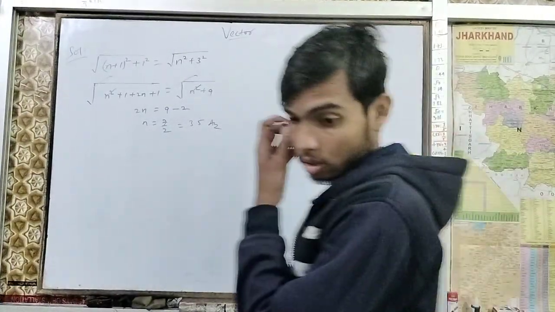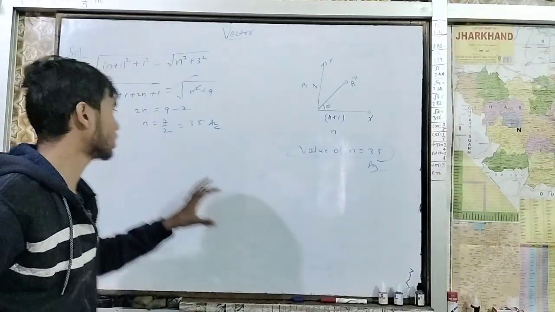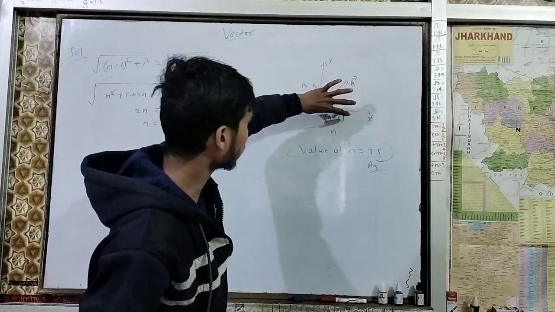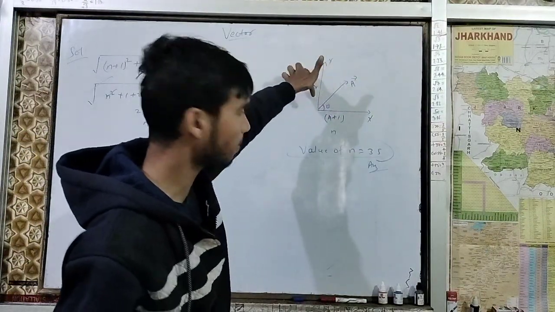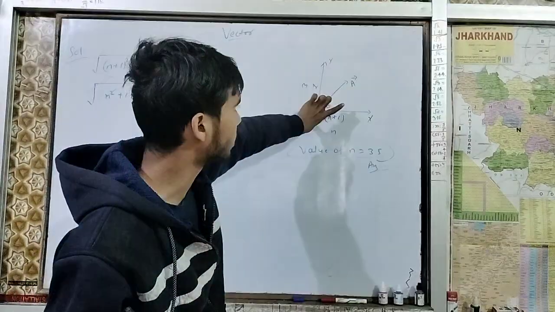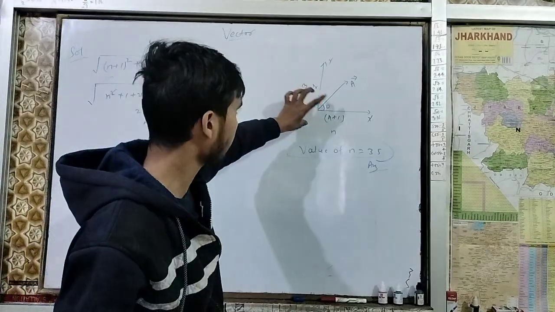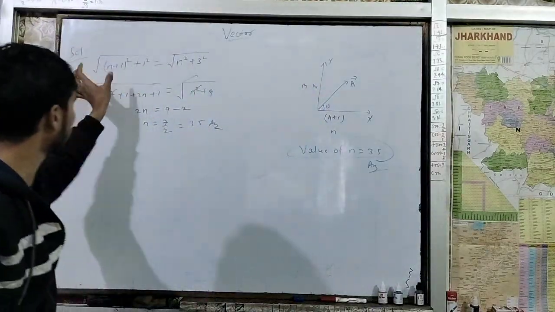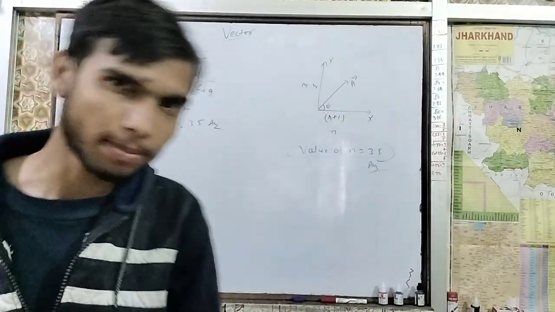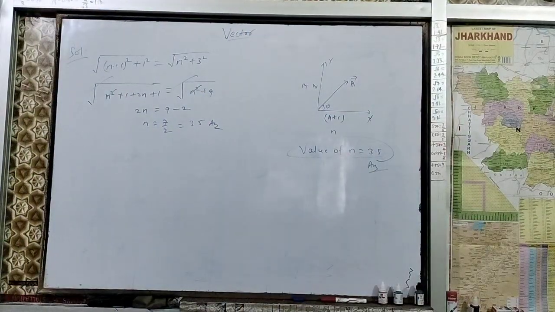3.5. Okay. So the main thing was that when it was rotated by an angle of 60 degrees, just the direction changed but the magnitude was the same. That's why we used, you can say, the Pythagoras theorem.